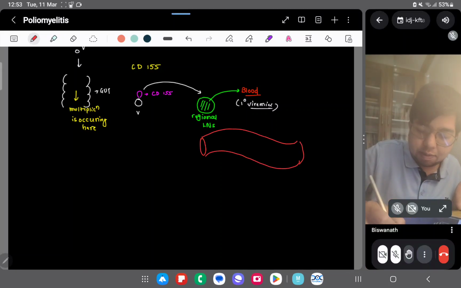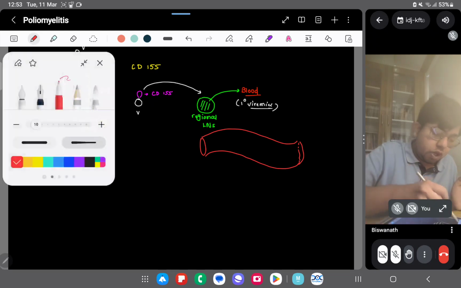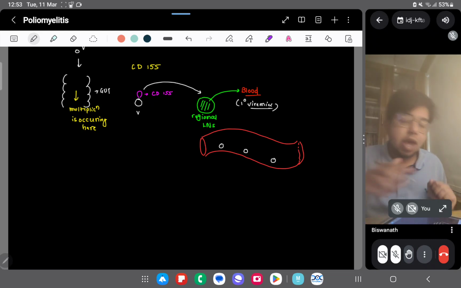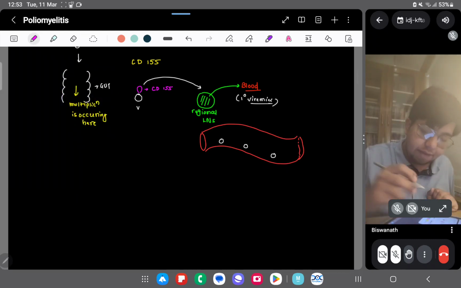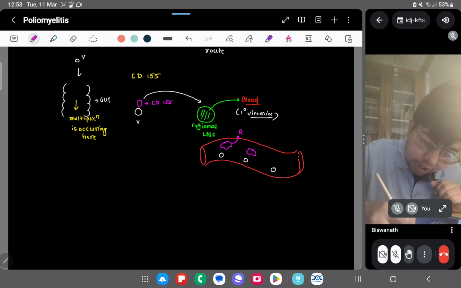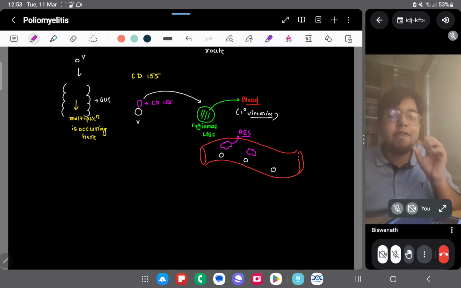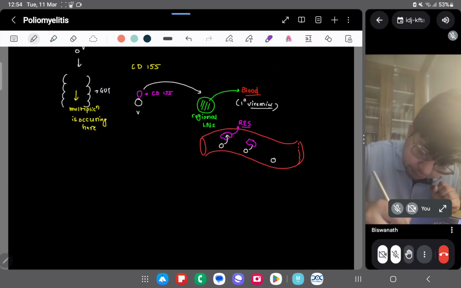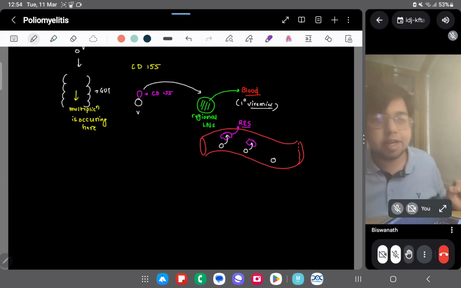Let's assume this is the bloodstream, and you have this virus circulating in blood. In the bloodstream, we know that we have some reticuloendothelial cells, let's assume the macrophages and all. These are the reticuloendothelial system, RES. I'm writing reticuloendothelial cells or phagocytic cells. This will basically eat the virus, right?